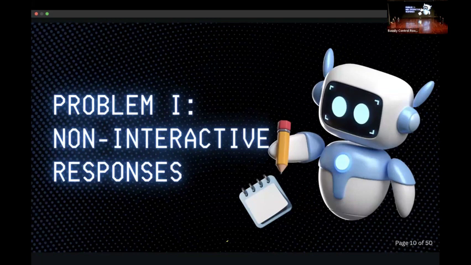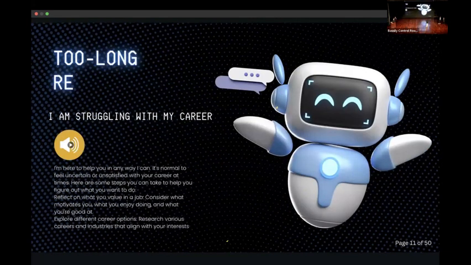Okay, so starting with the first problem that we targeted, which is that LLM's responses are usually very long, formal, and are not interactive. So here's an example of Llama 3. We can play it.